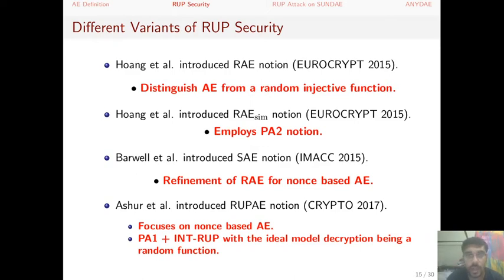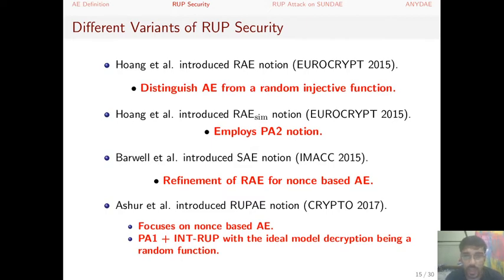In 2015 in IMACC, Barwell et al. proposed a subtle authenticated encryption notion, which is basically a refinement of the robust authenticated encryption notion for nonce-based AE, and it covers several types of security definition by varying the decryption oracle choices in the ideal world.